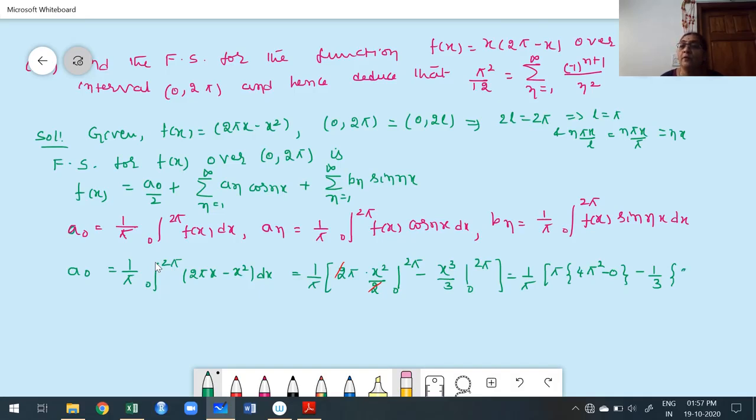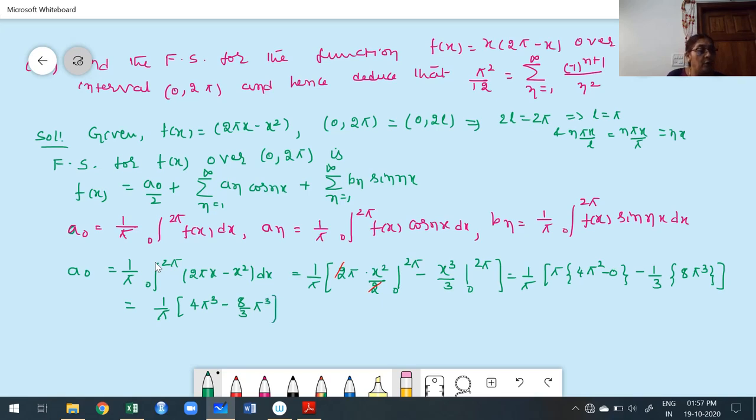2 pi whole cube means what? 8 pi cube. Okay, fine. In the next step, this is nothing but 1 by pi [4 pi cube minus 8 by 3 pi cube].